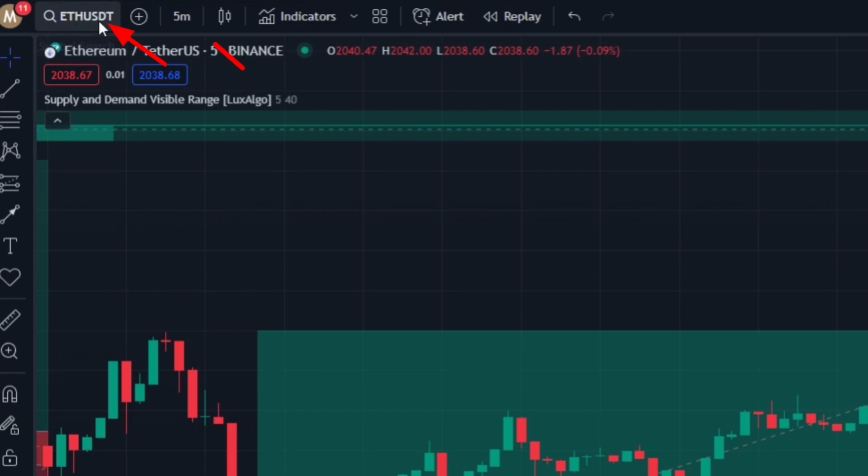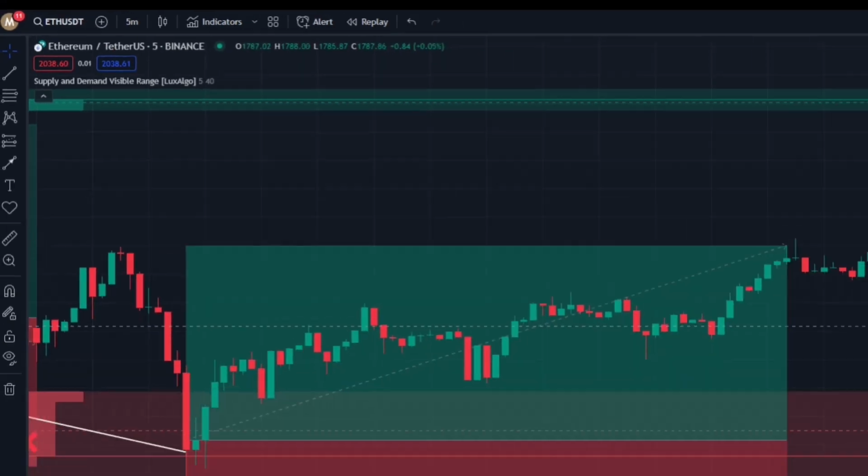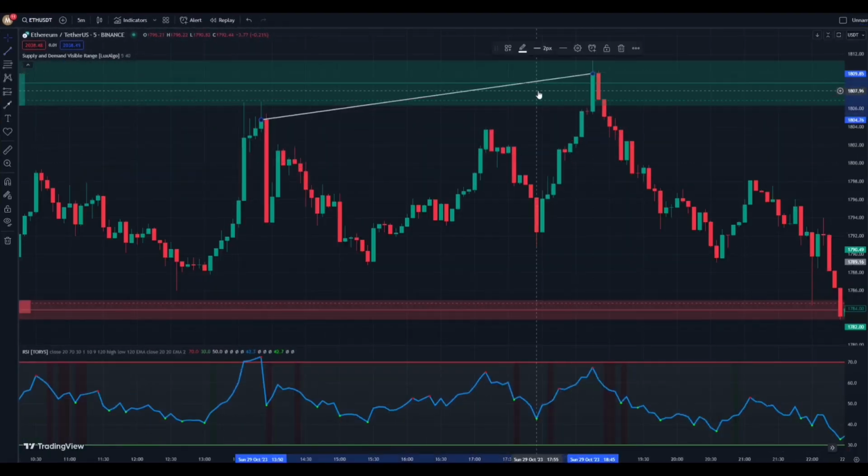We are currently on the Ethereum chart and I want to do some backtesting with this strategy.